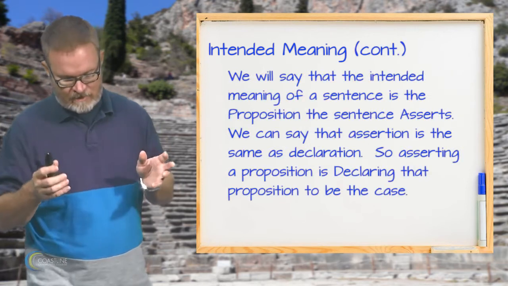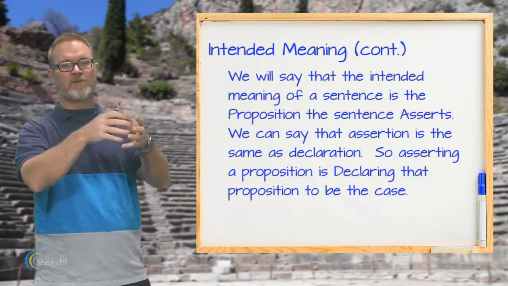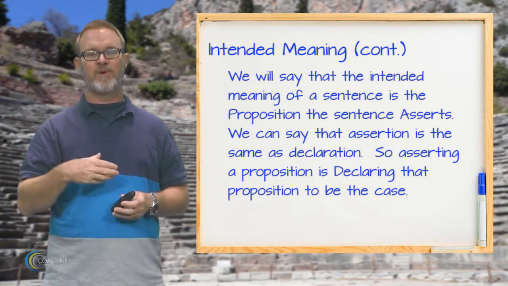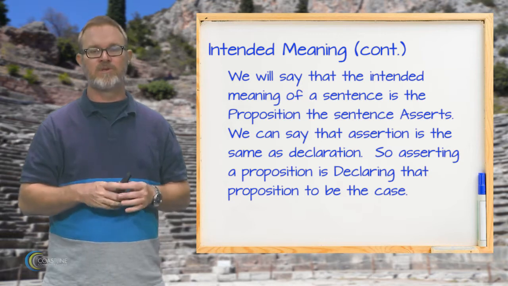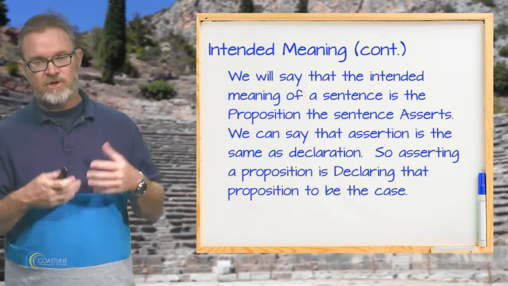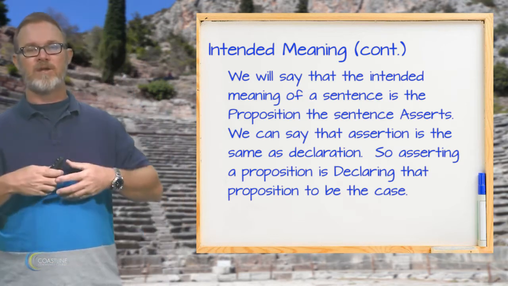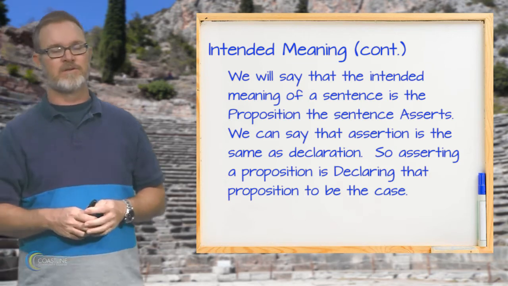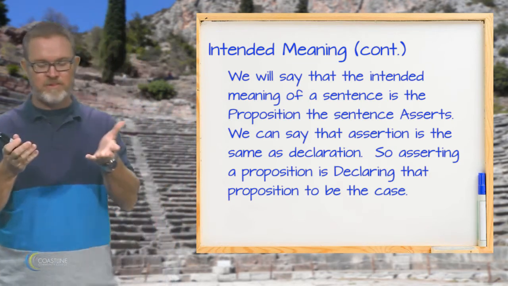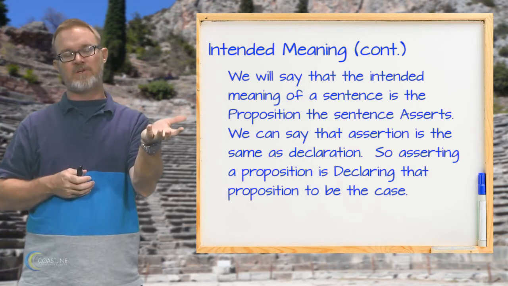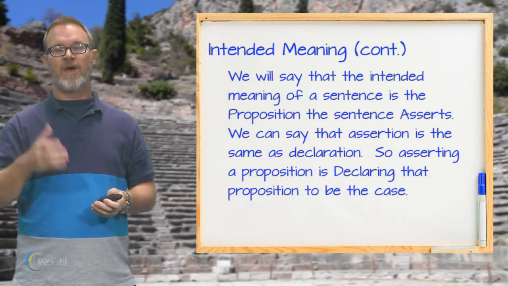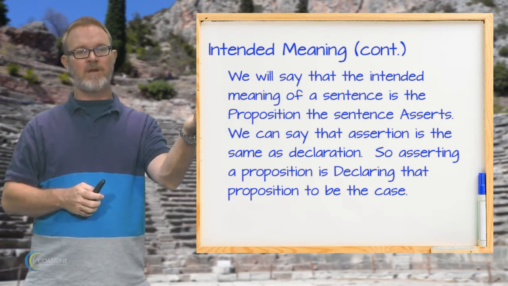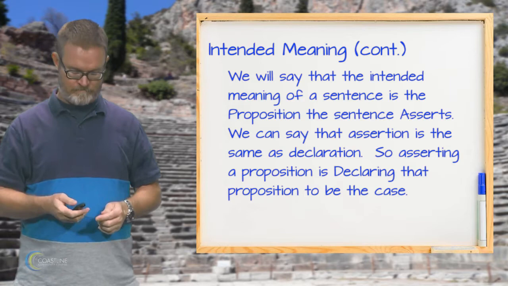Now, what we're going to say is that, like the literal meaning is the proposition you express with your words, the intended meaning is the proposition that you assert with your words. It's what you assert, which is kind of like declaration. It's like stating that something really is the case. That's what assertion is, okay? And so we have two different types of propositions here. The proposition that's being expressed by a sentence and the proposition that's being asserted by a sentence. So we have literal meaning on the one hand and intended meaning on the other.